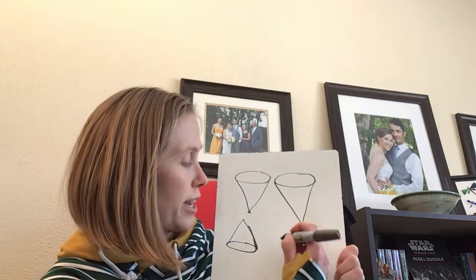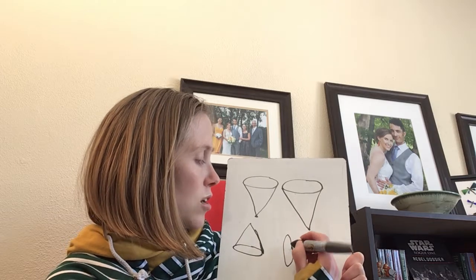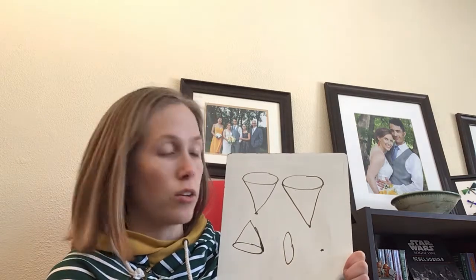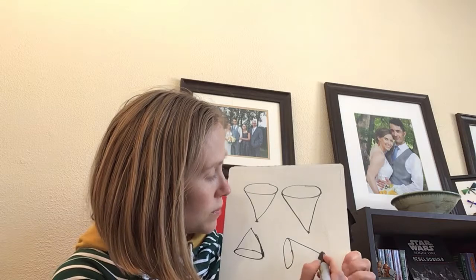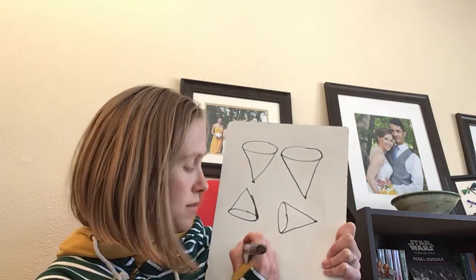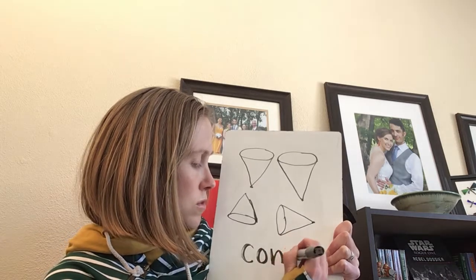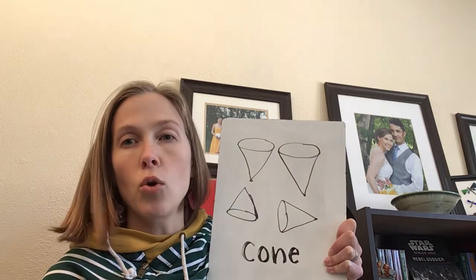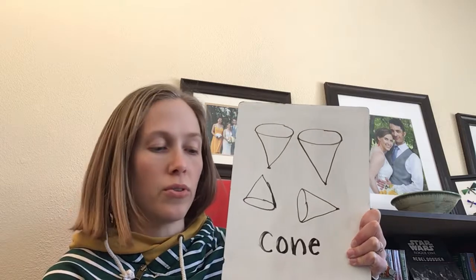Or I could do it on its side. Could make a tall oval, draw a dot over here, and connect. This is a cone. How to draw a cone.